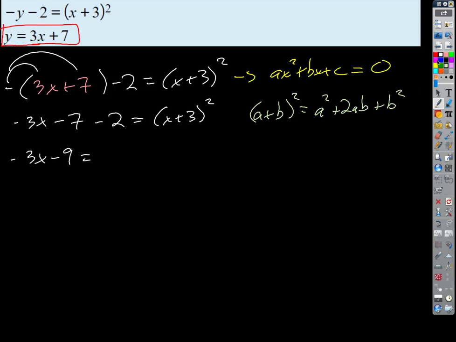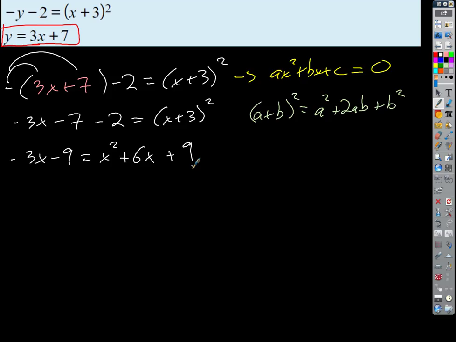So what are we going to get on that side then? Vincent, what are we going to get? So instead of a squared, we're going to have what? X squared. Good. Instead of 2ab, what's that going to be for us? 6x. Good. And then instead of b squared, we're going to have 9. Good. It's looking better, right?